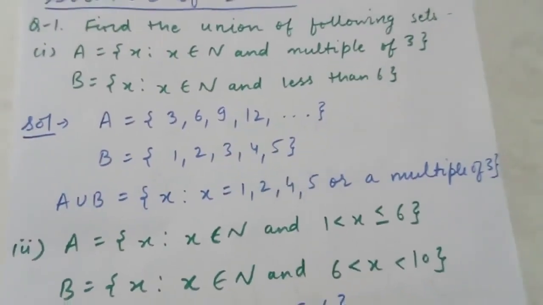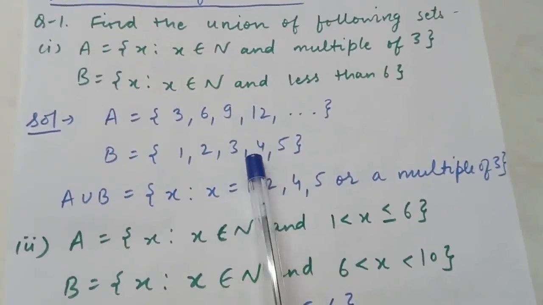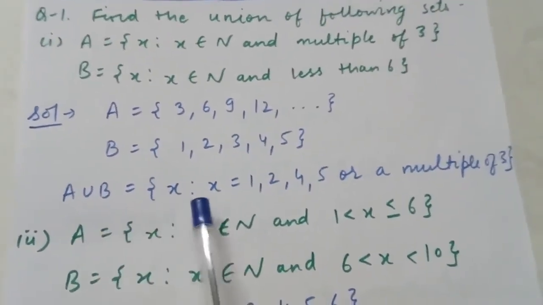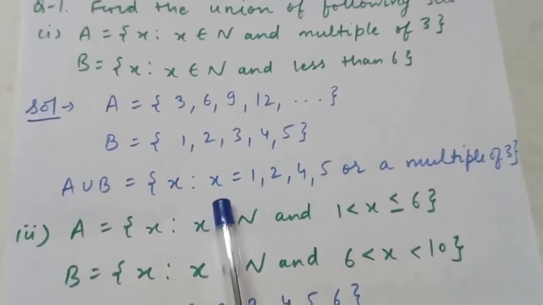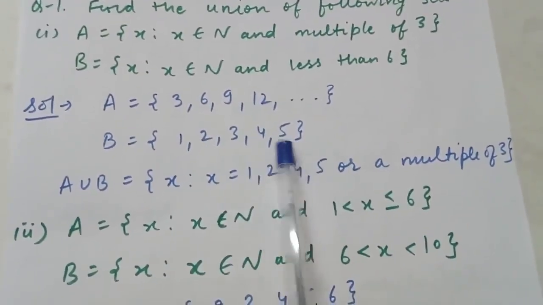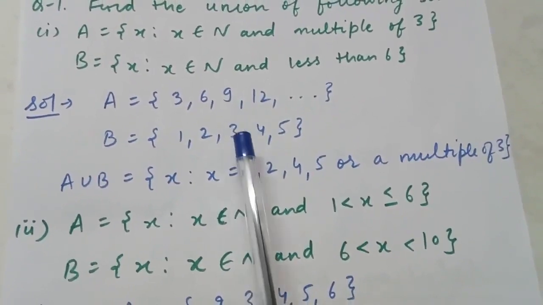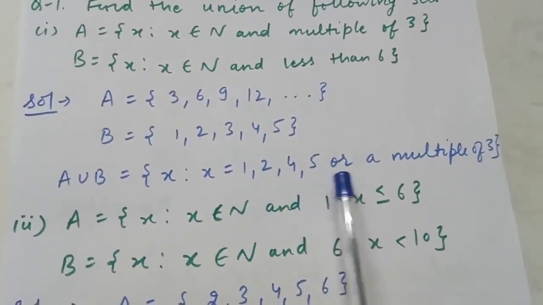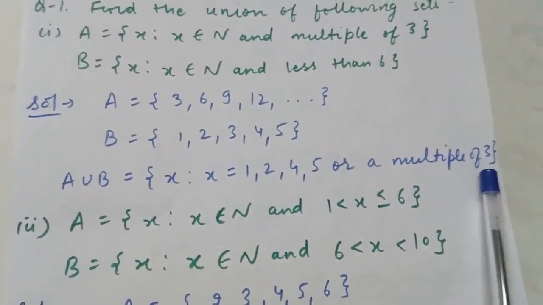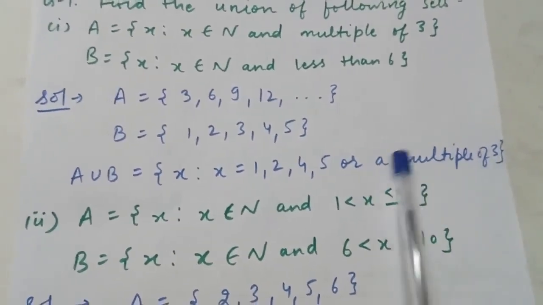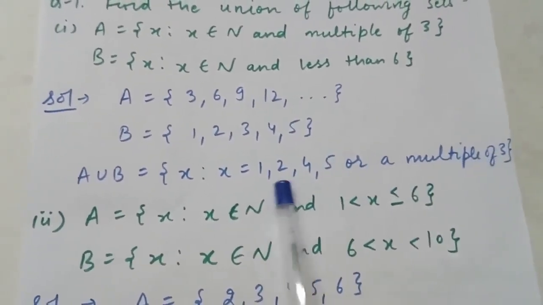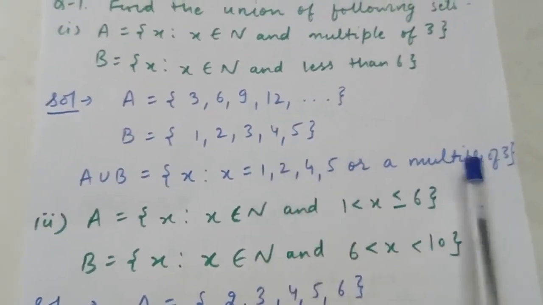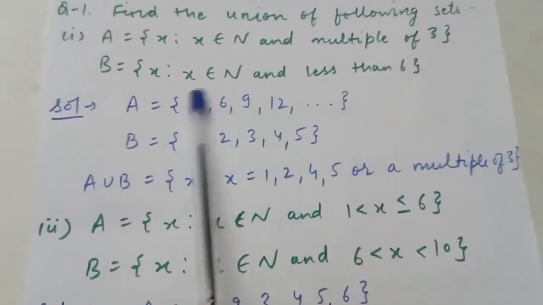We have to find the union. Union includes all the elements of A and B. So A union B will be X such that X is what? 1, 2, 4 and 5. We have not taken 3. Why? X is equal to 1, 2, 3, 4, 5 or a multiple of 3, because we are taking here a multiple of 3. So it will include 3. So we have not written 3 here. Right? Multiple of 3 will include all the elements of A.